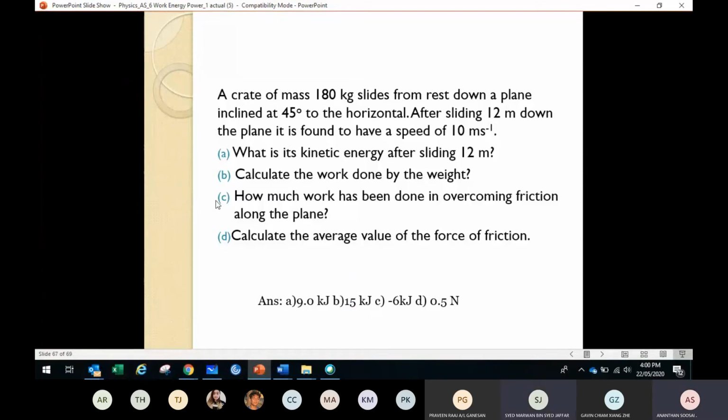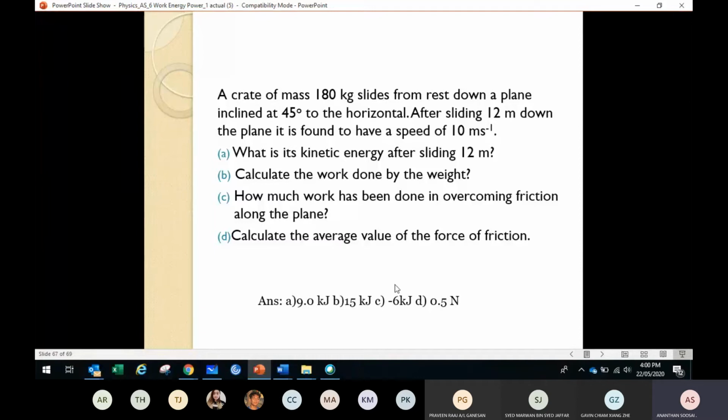Okay, third, how much work has been done in overcoming friction along the plane? How to do this question? How to find C is something you have to use the universal law I told you. A, B, I think fine. C. How much work has been done against friction by the plane?